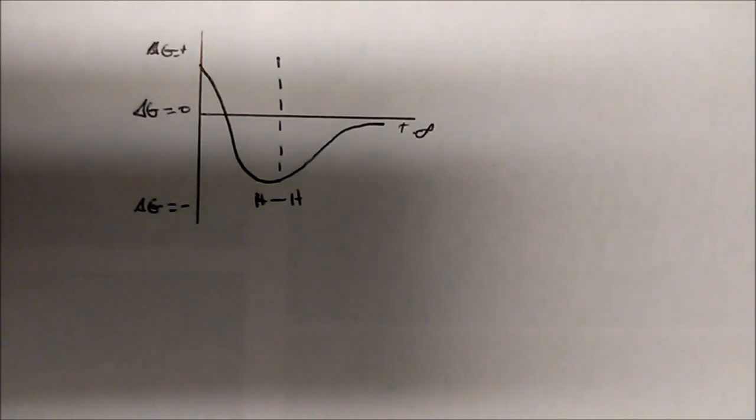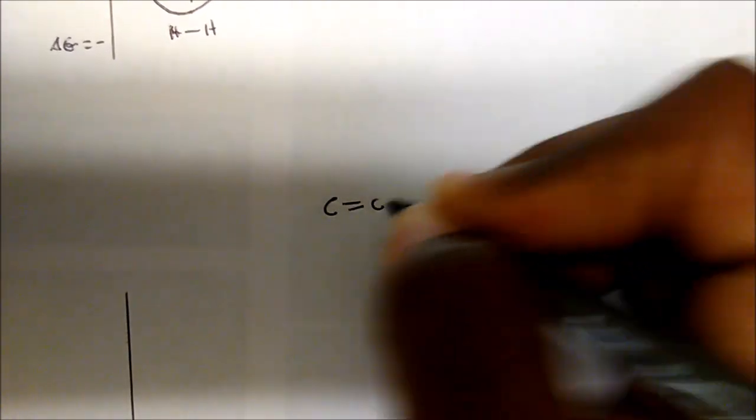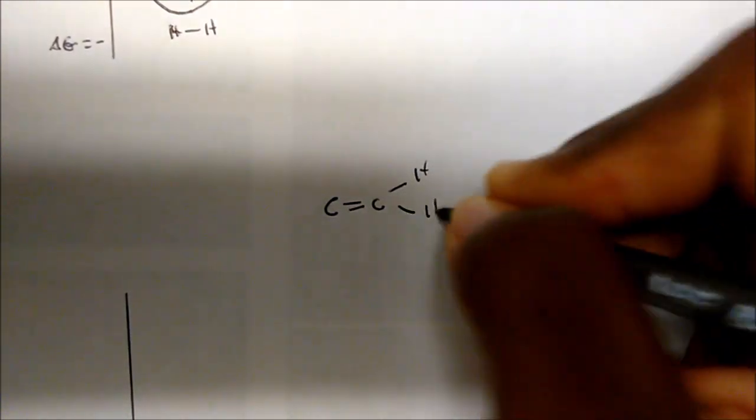Now, let's look at a simple molecular orbital diagram for ethylene. Ethylene looks something like this. All right, it's this molecule here.